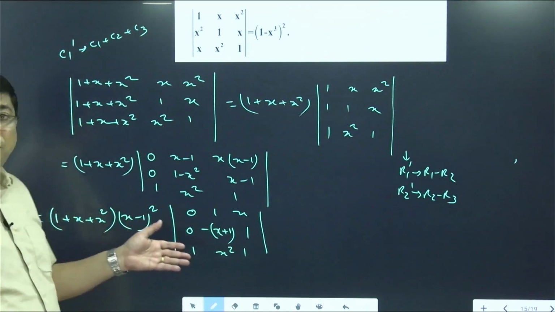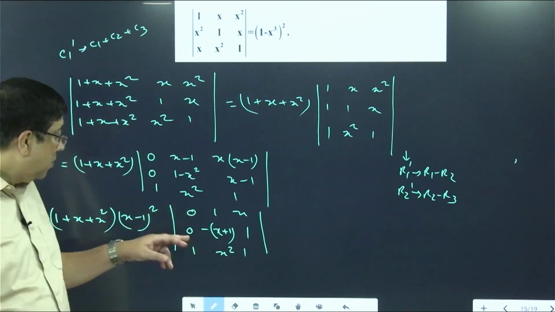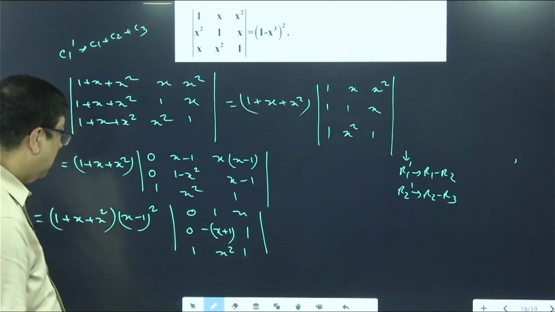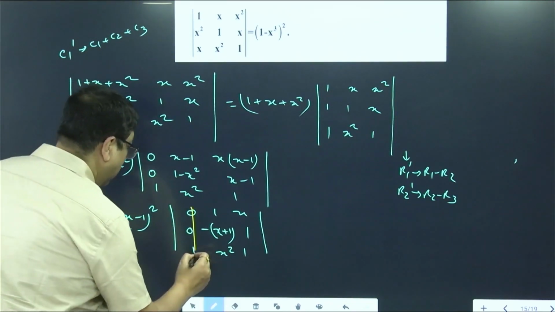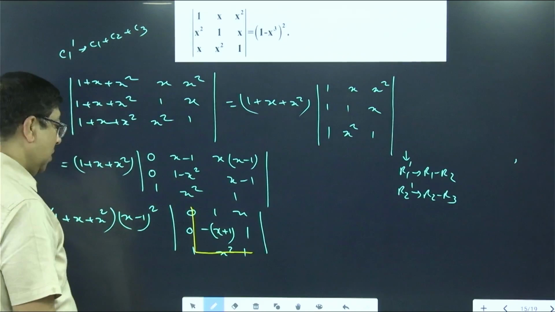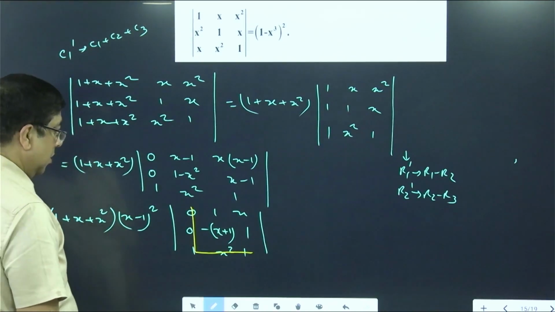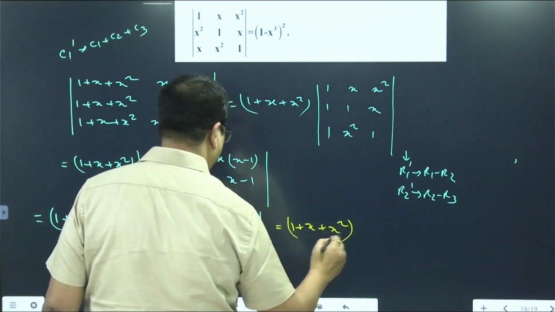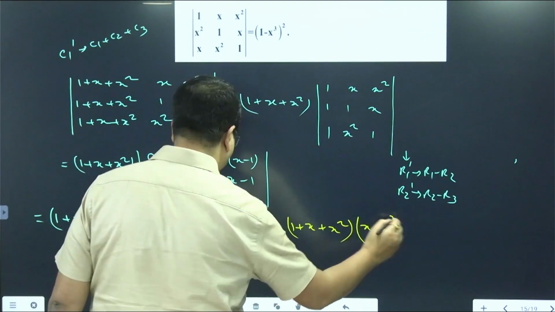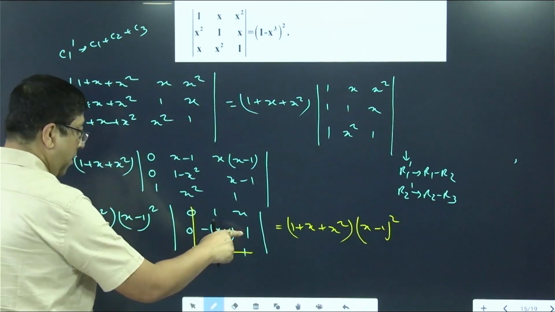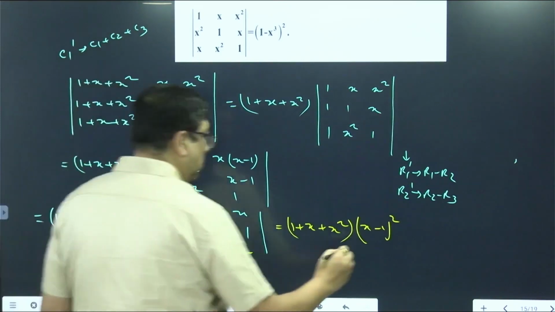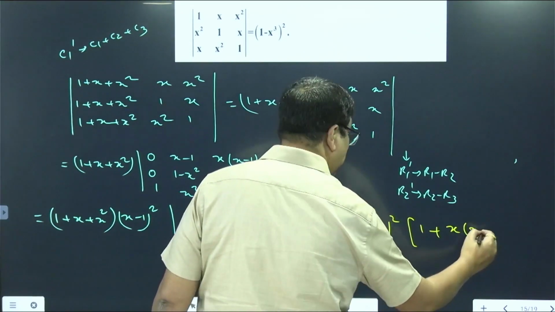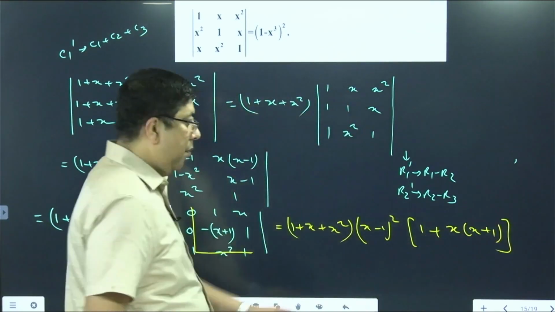So already we got a lot of common factors, and here also a number of zeros are there. So I think it is unnecessary to simplify further. Therefore, we can expand through column number 1. So the final answer is 1 plus x square into x minus 1 whole square, 1 minus of minus plus. So this is coming 1 plus x into x plus 1, just a small portion which we have to expand.